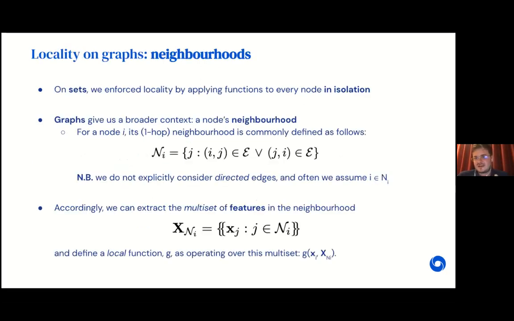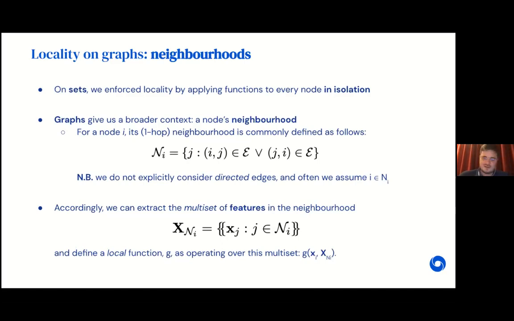And there's another very exciting thing we can do on graphs that we were not able to do in the case of sets. In particular, we can do a more fine-grained notion of locality, because now we have a nicer context on what could be local to a particular node, and that is that node's neighborhood. So for a particular node i, its one-hop neighborhood is defined as all of the vertices j which are linked to i by an edge. And once you have these nodes, you can also extract their features. So the set of neighborhood features, x_N_i, is the set of all feature vectors of the nodes in the one-hop neighborhood.